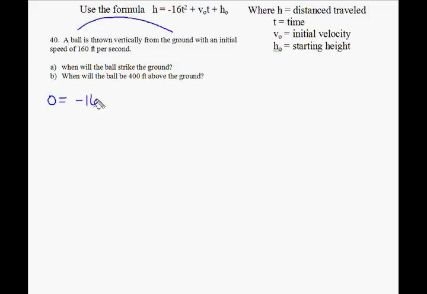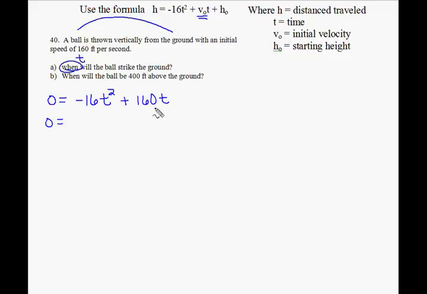-16 is a number. When is asking for the time, so we're going to leave t squared, plus we have an initial velocity because it told us that the speed when it was first initially thrown is 160 feet per second, times t. And it's thrown vertically from the ground, so we don't have any additional height added to the problem. We're going to try and solve this problem.